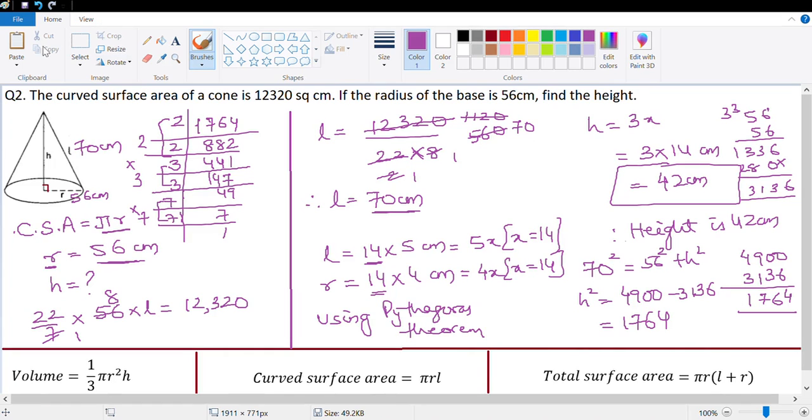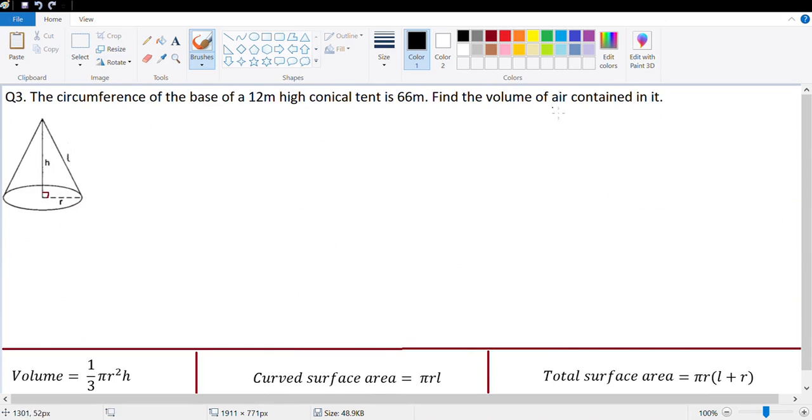Let's look at the next question. The next question that we do is question number 3. Question number 3 says the circumference of the base of a 12-meter high conical tent is 66. So the height is 12 meter. We need to find the volume. So the formula of volume is 1 by 3 pi r square h. I need to calculate the radius, and that's when I can substitute it in this formula.